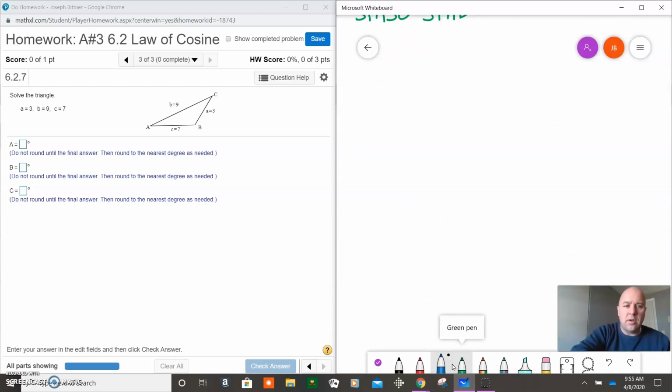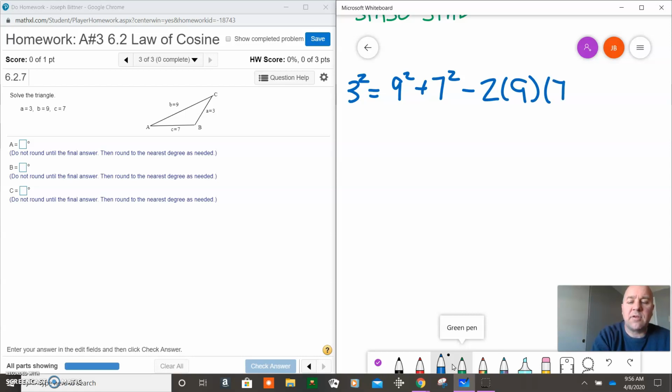Now, on this problem, they give us side, side, side. And again, they don't give us any of the opposite pairs. I'm going to go ahead and find capital A since that's the first one there. So what is that? 3 squared equals B squared plus C squared minus 2 times 9 times 7 cosine. And since I start with 3, I'm going to be finding cosine of A.